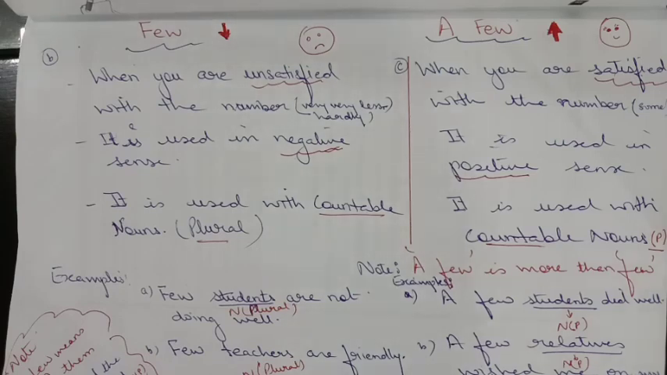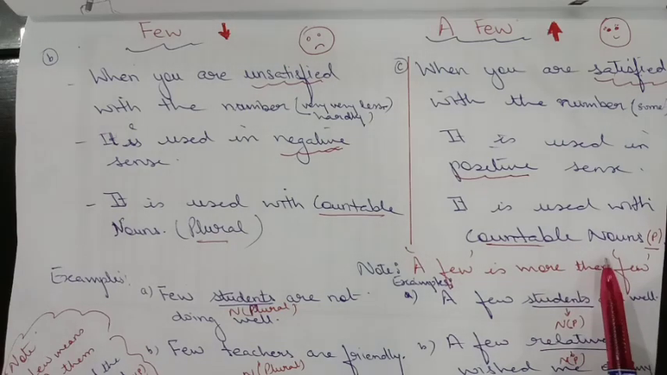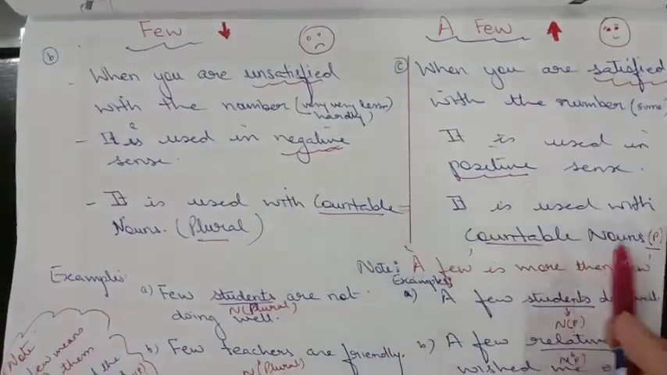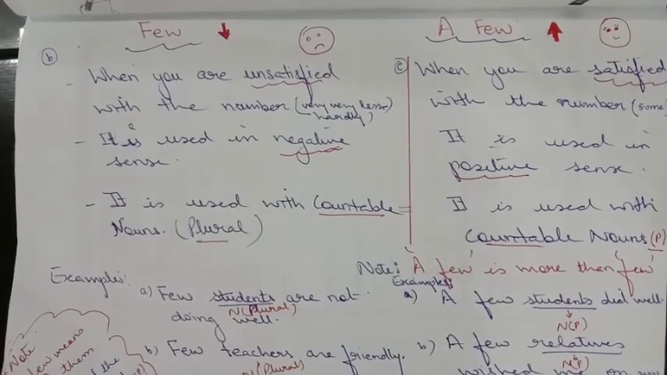Few is used with countable nouns. A few is also used with countable nouns. Now this is the similarity between both. Both are used with countable nouns and with the plurals. But the difference is when you are unsatisfied, you use few, but when you are satisfied, you use a few. Few is used in the negative sense and a few is used in the positive sense. Kindly note, a few is more than few. Right? A few is more than few.